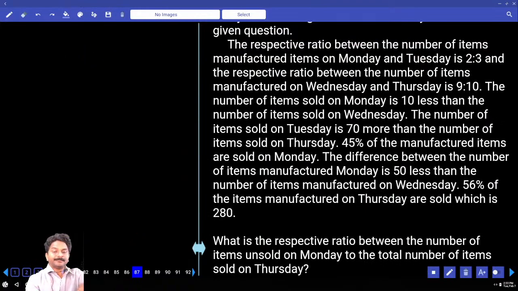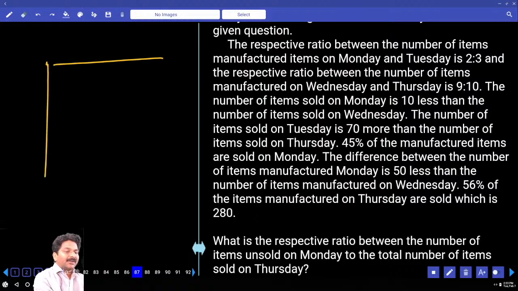Caselet. The respective ratio between the number of items manufactured on Monday and Tuesday is 2:3. So far we have no information about what they are talking about. How many members are there? We don't know. Are they talking about only manufactured items? We don't know. Just keep reading the data till you get sufficient information to write the table. If you write the table, what do you need to write horizontally and vertically? You should have some idea about it. So far we have no information.